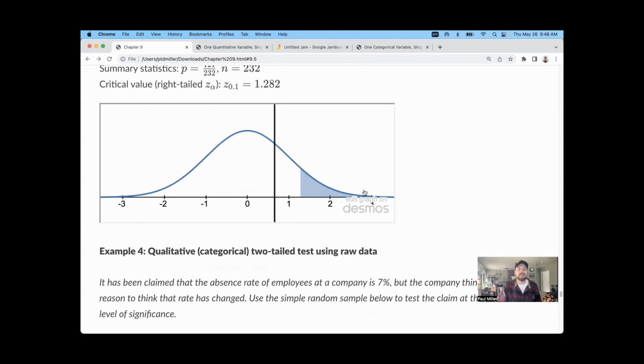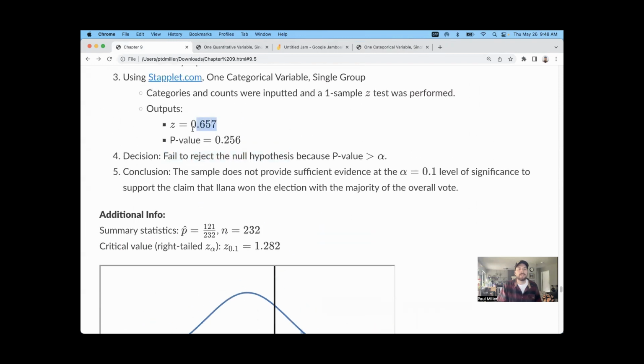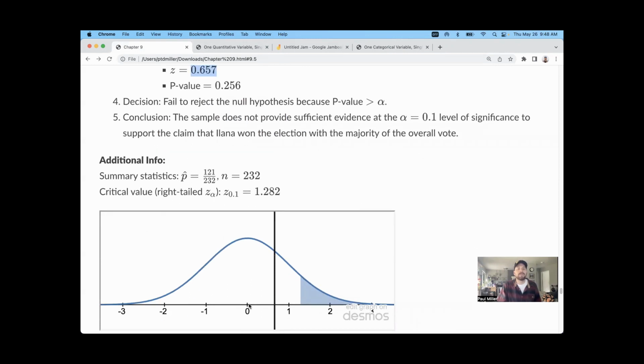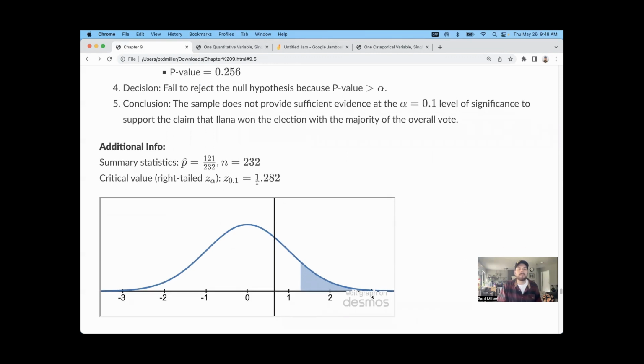To visualize it, you can see here, our sample is only a z-score about 2/3 of the way from 0 to 1. We're right in the middle bulk of the distribution. For our 10% critical value region, the edge of that is going to be past 1.282 standard deviations over here. So we're not in the rejection region, we fail to reject the null. We don't have enough evidence to support that she won the election.